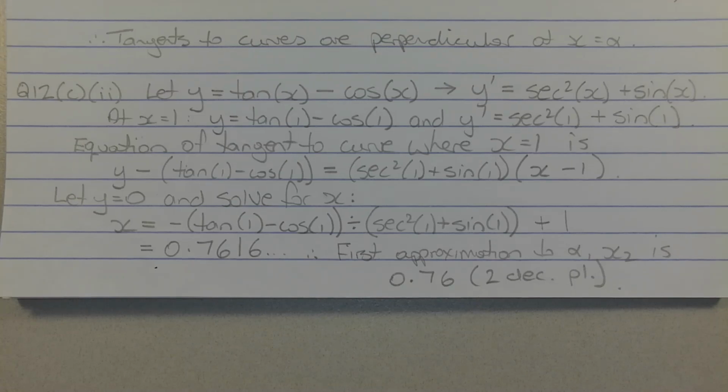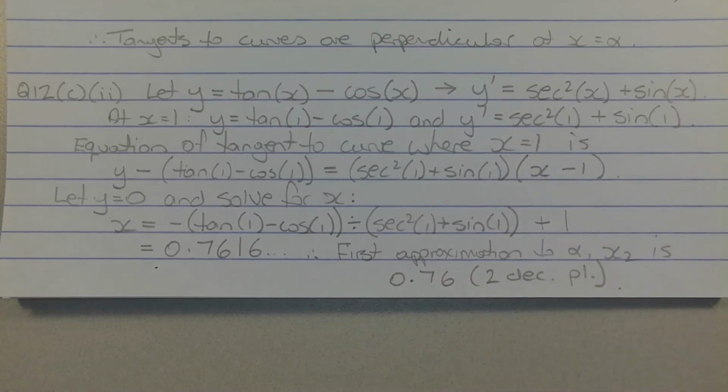Now ultimately we will need to find the equation of the tangent at a specific point, namely at x equals 1. But we need the function value or the y value at x equals 1. So let's work that out first. So at x equals 1, y is equal to tan 1 minus cos 1, and the value of the gradient function, or the gradient of the tangent at the point where x equals 1, is sec squared 1 plus sine 1.